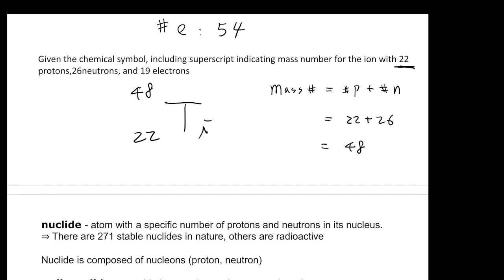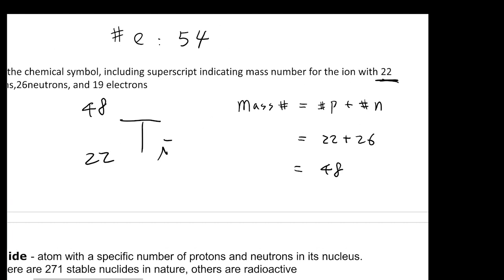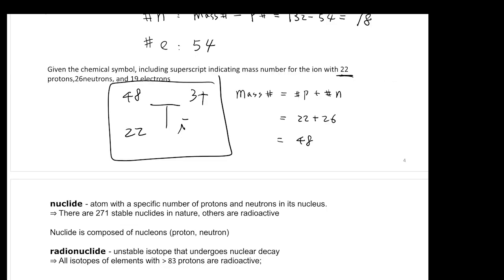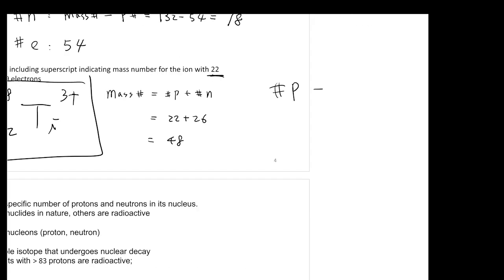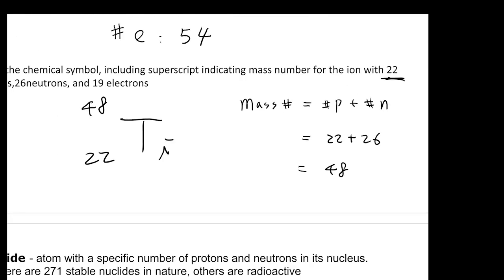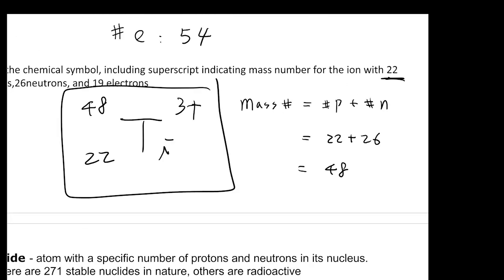The very last one is about the charge. You have 22 protons and 19 electrons. What will the charge be? The number of protons minus the number of electrons gives the formal charge of the element. The number of protons here is 22, and electrons is 19. Therefore, you get positive 3. So that will be the answer you're going to input.